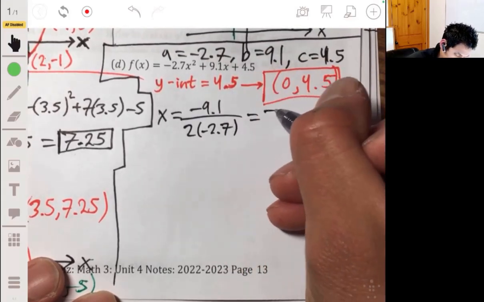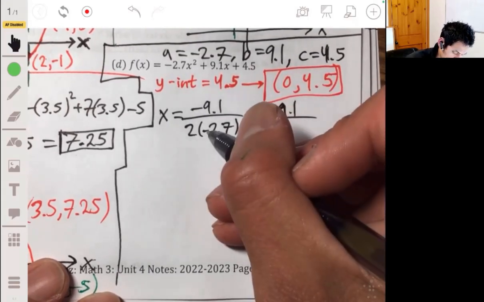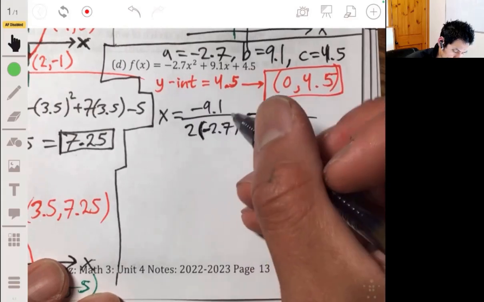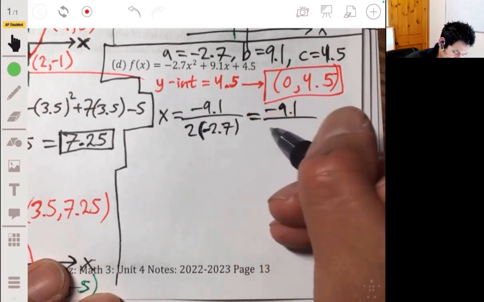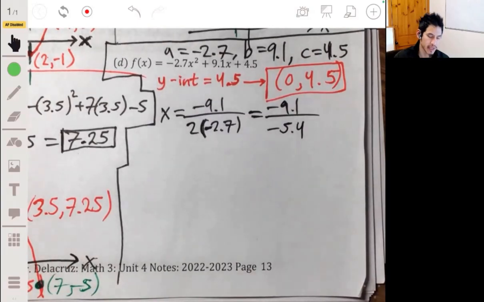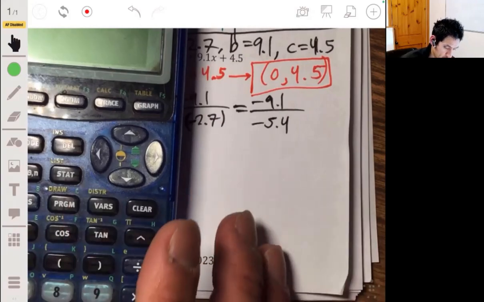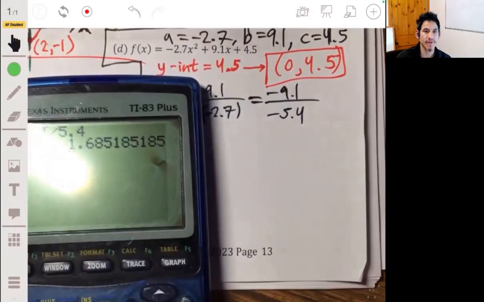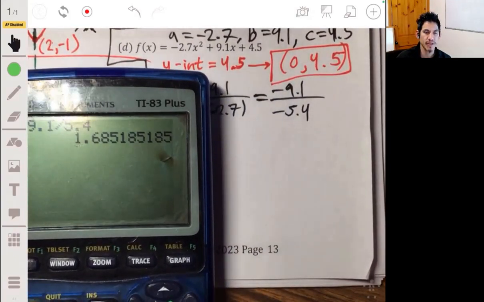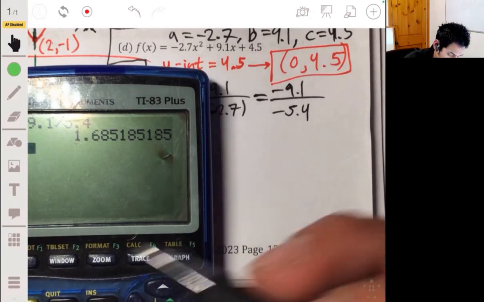So -9.1 over -5.4. I think I just burped. Sorry about that. Well, actually, I'm not sorry. You can't even smell it. Sorry again about that. Yeah, sometimes I'll just say what's on my mind. 9.1 divided by 5.4 is about 1.68518551885. Let's just round it.